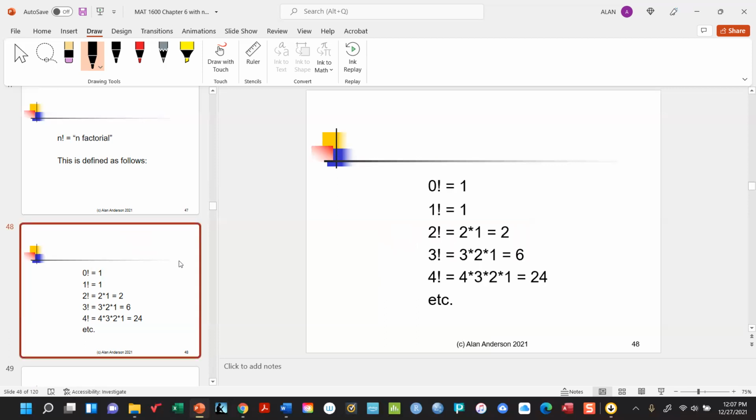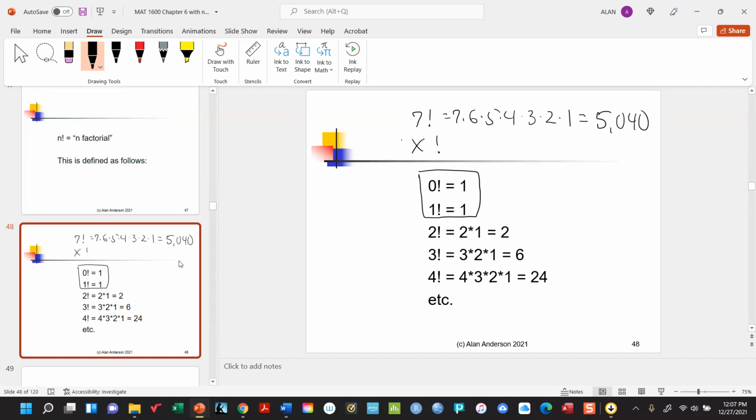So we start in the following interesting way. First of all, 0 and 1 factorial are both simply equal to 1. Then it gets interesting. 2 factorial is 2 times 1, or just 2. 3 factorial is 3 times 2 times 1, which is 6. 4 factorial is 4 times 3 times 2 times 1, which is 24. And so from there on, you see the pattern that's developing. For example, 7 factorial would be 7 times 6 times 5 times 4 times 3 times 2 times 1. And what does that turn out to be? Well, that equals 5,040. You can confirm that by multiplying it out or finding this operator on your calculator. It's probably listed as x factorial somewhere in there.